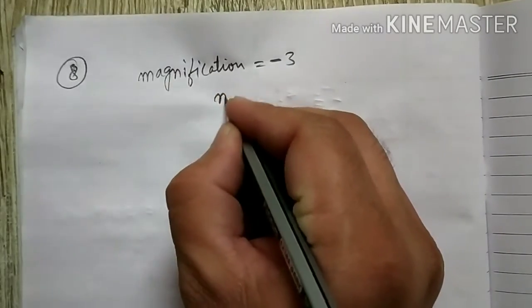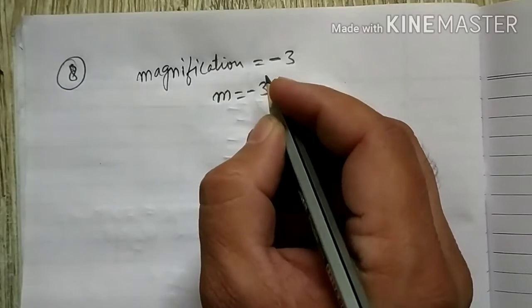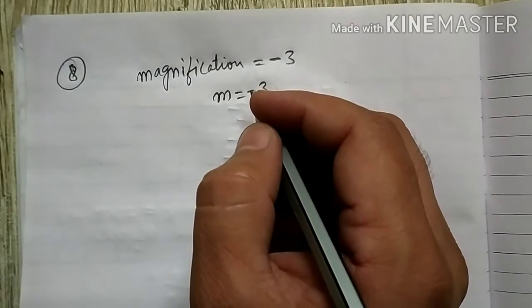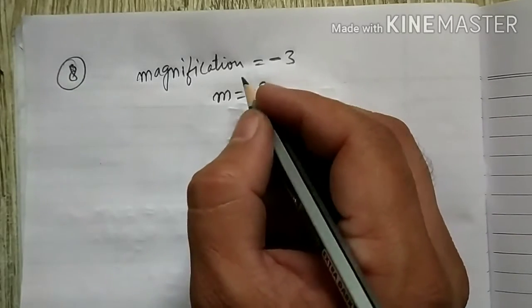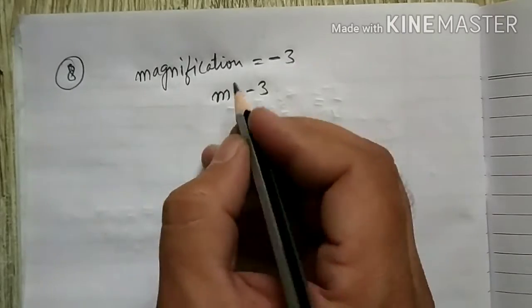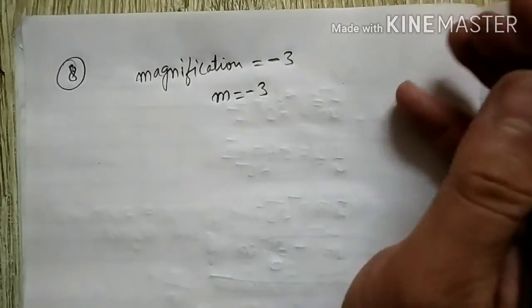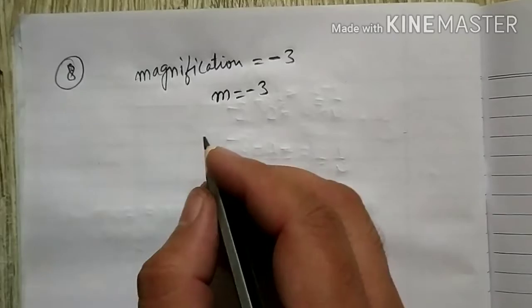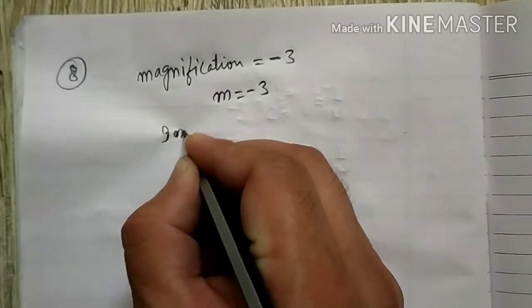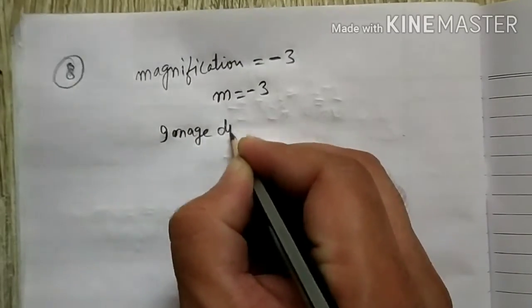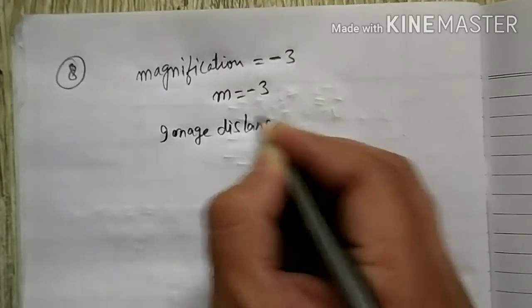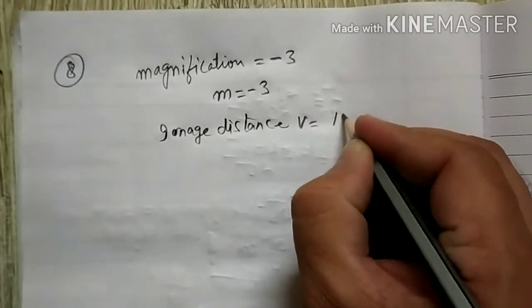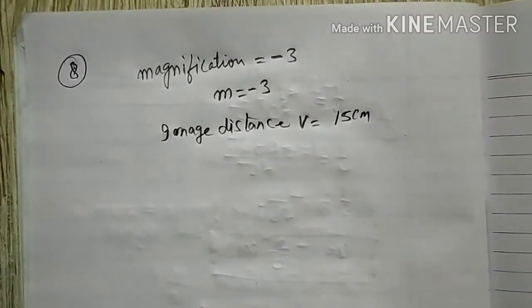So I found the value of m is minus 3, and they are saying that the image is formed at a distance of 15 centimeter. So for a convex lens, the image will be on the other side of the lens, so the image distance will be positive. Image distance v equals 15 centimeter. I hope you are understanding.